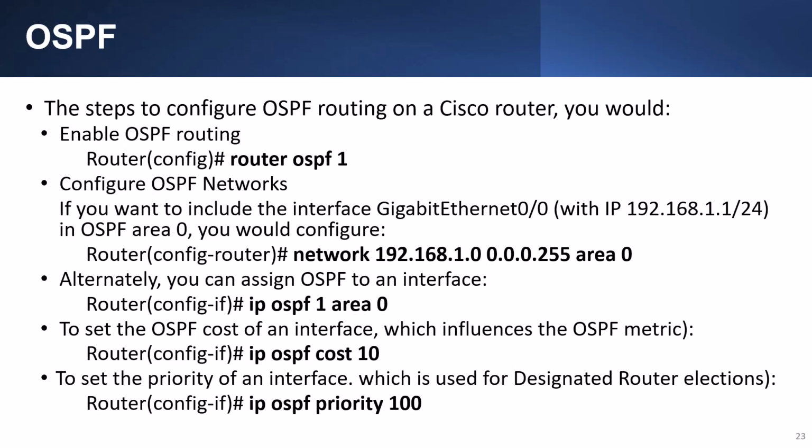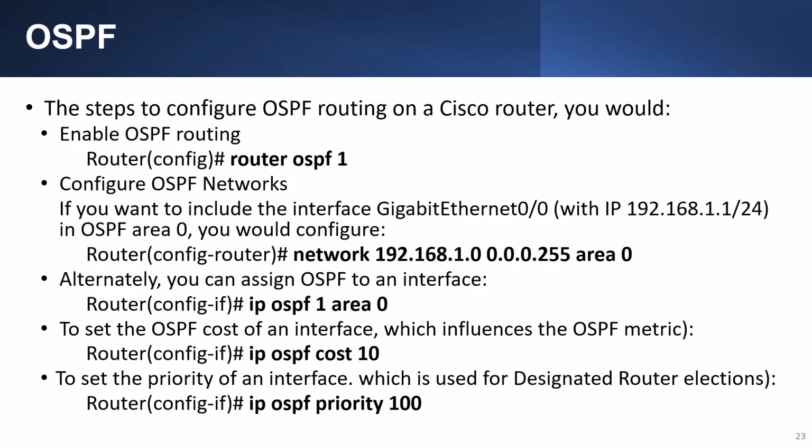The steps to configure OSPF routing on a Cisco router would be: first, you would have to enable OSPF routing by using router OSPF 1. Then you would configure the OSPF network. To include the interface gigabit Ethernet 0/0 with an IP address of 192.168.1.1 with /24 and OSPF area 0, you would use network 192.168.1.0 0.0.0.255 area 0. Alternatively, you can assign OSPF to an interface: IP OSPF 1 area 0.